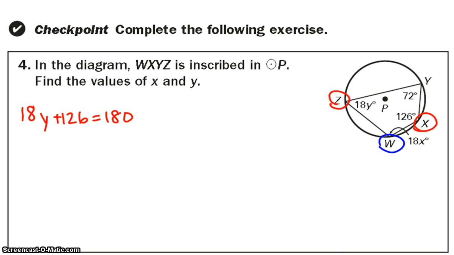Now also, W and Y are opposite angles, so 18x plus 72 must be equal to 180 because they are supplementary. They are opposite angles. So why don't you pause and give it a try and see if you can solve for both x and y.